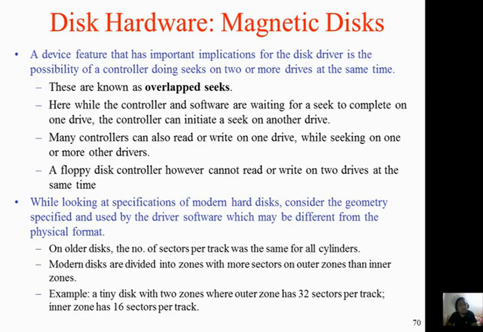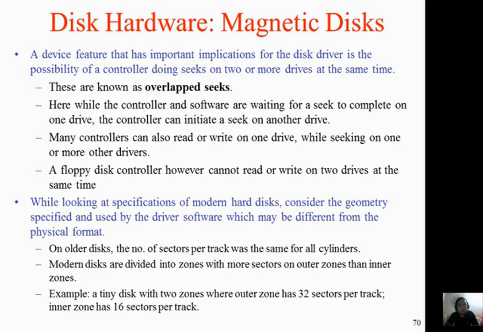Now as far as a floppy disk is concerned, its disk controller does not allow reading or writing on 2 drives at the same time. Okay. Now when you look at the specification of most of the modern hard disks nowadays, you need to consider the geometry specified and used by the driver software, which may be different from the physical format.